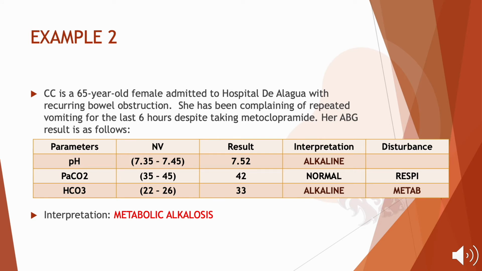Now, we assess whether we have a respiratory or metabolic disturbance causing the alkalosis. And in this given ABG, we can see that the bicarbonate is above the normal value causing the alkalosis. If you can remember the rule that if the pH and the bicarbonate move in the same direction, then we have a metabolic disturbance. So combining that with that of the alkalosis in the pH, we can say that we have a metabolic alkalosis present in this given case.